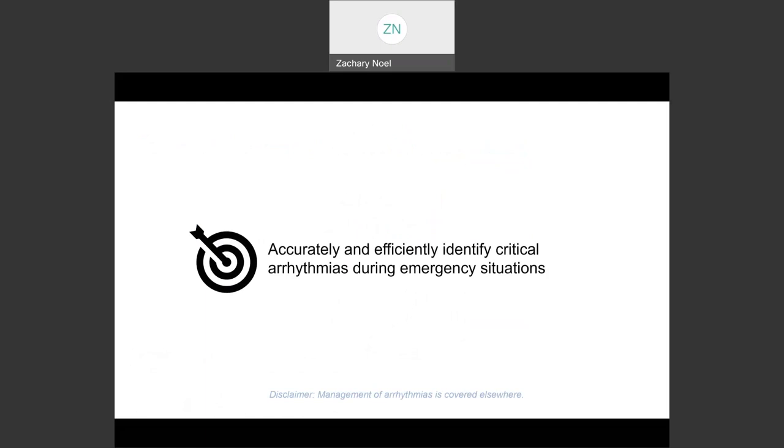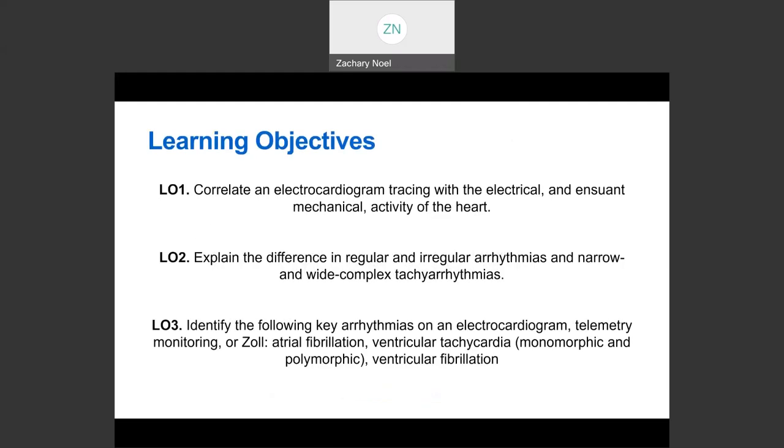Recognize that a lot of what I'm going to talk about is really to help you be a bit more confident in your abilities, help you know what you're looking at in terms of telemetry monitoring, and ultimately be able to use your skill sets to identify the arrhythmia and, of course, come up with a treatment plan from there.